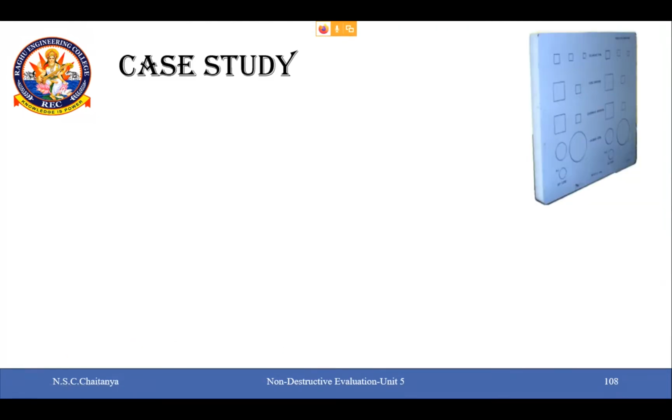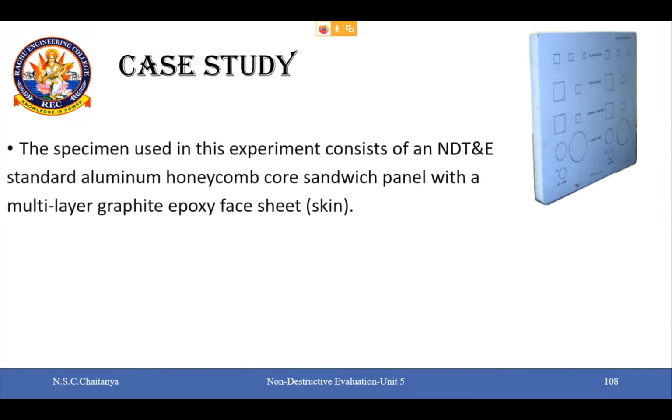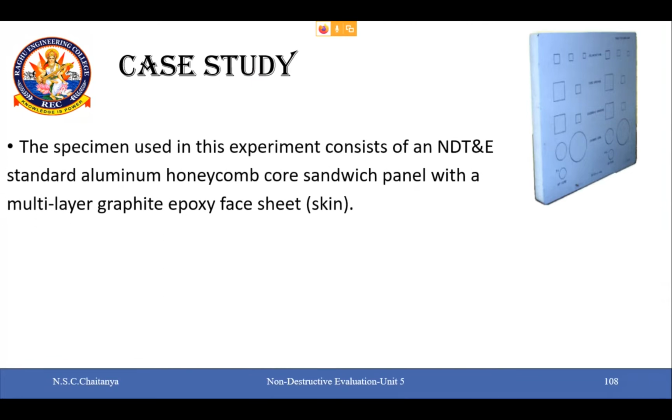Okay. So there is a small case study which I want everybody to do here. There is a small specimen towards the right of your screen. There is a specimen which is used in an experiment. I'm giving you a scenario. This is an experiment that is conducted.